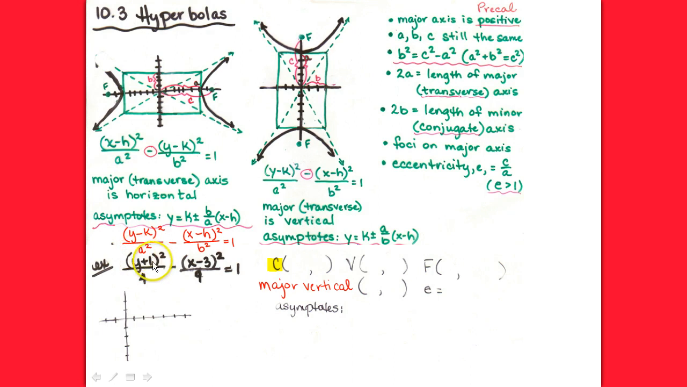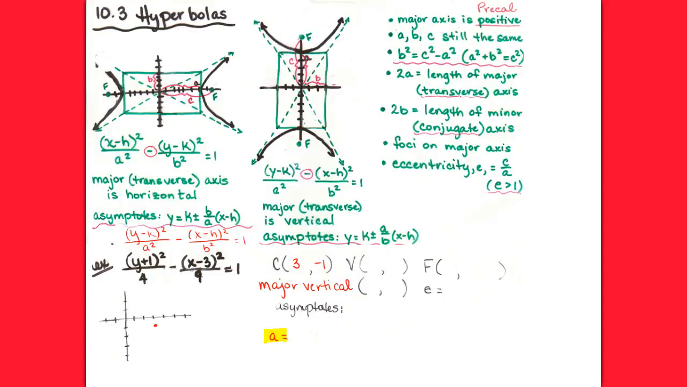This is not y minus h. That's y minus k, right? X minus h is over here. So what's h? 3. What's k? Perfect, -1. So my center then is going to be 3, -1, and that's another tricky thing I have to watch out for.